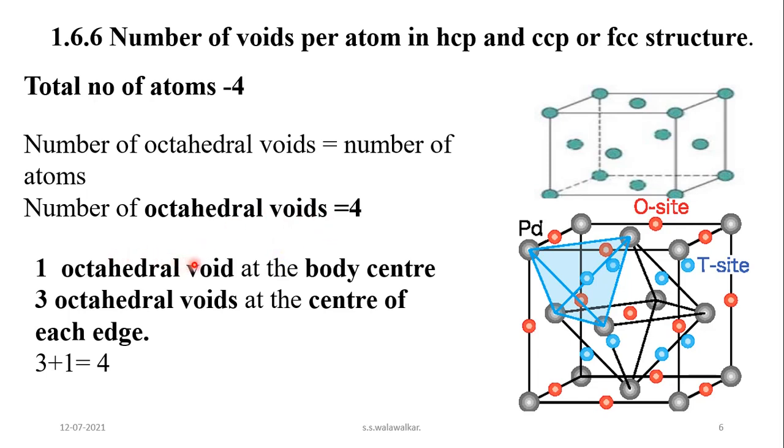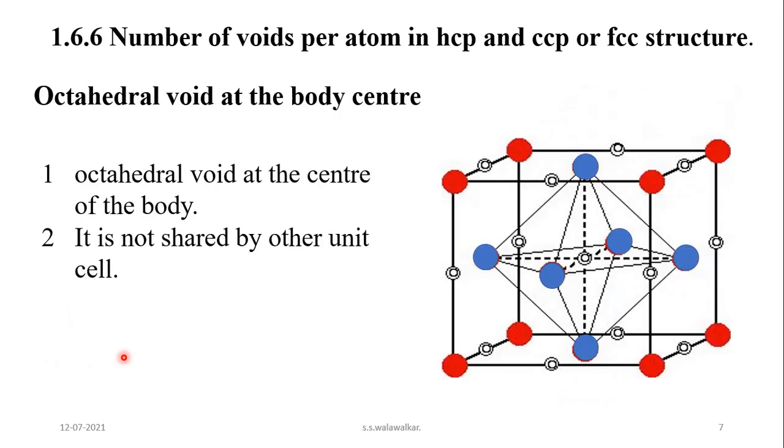One octahedral void is at the center of the FCC structure, and the 3 octahedral voids are at the center of the edges. Now see here, actually 12 octahedral voids are present at the 12 edges, but these are shared by the 4 other unit cells, and therefore it comes to 3, and 3 plus 1 is equal to 4. Now how these octahedral voids are formed, that we will see.